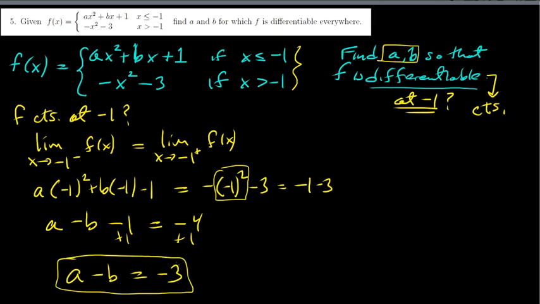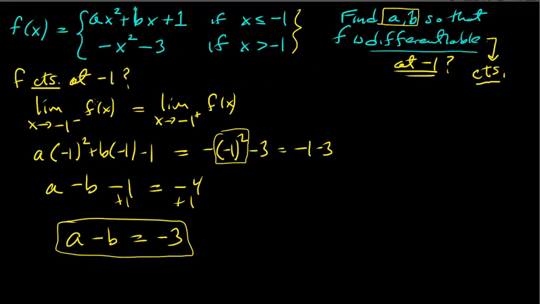Keep that in mind. That alone, of course, is not enough, right? Because a could be 0, b could be 3, a could be 1, b could be 4, right? So we only did continuity here, right? We didn't do differentiability yet. So now let's take the derivative. I should use a different color.